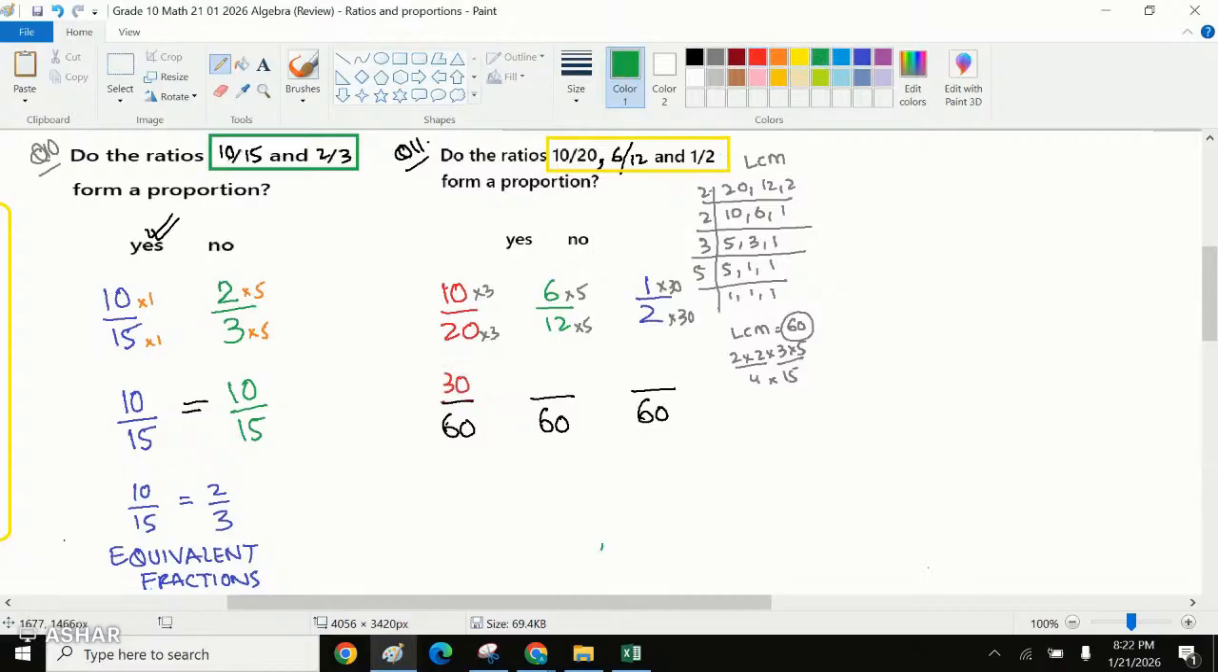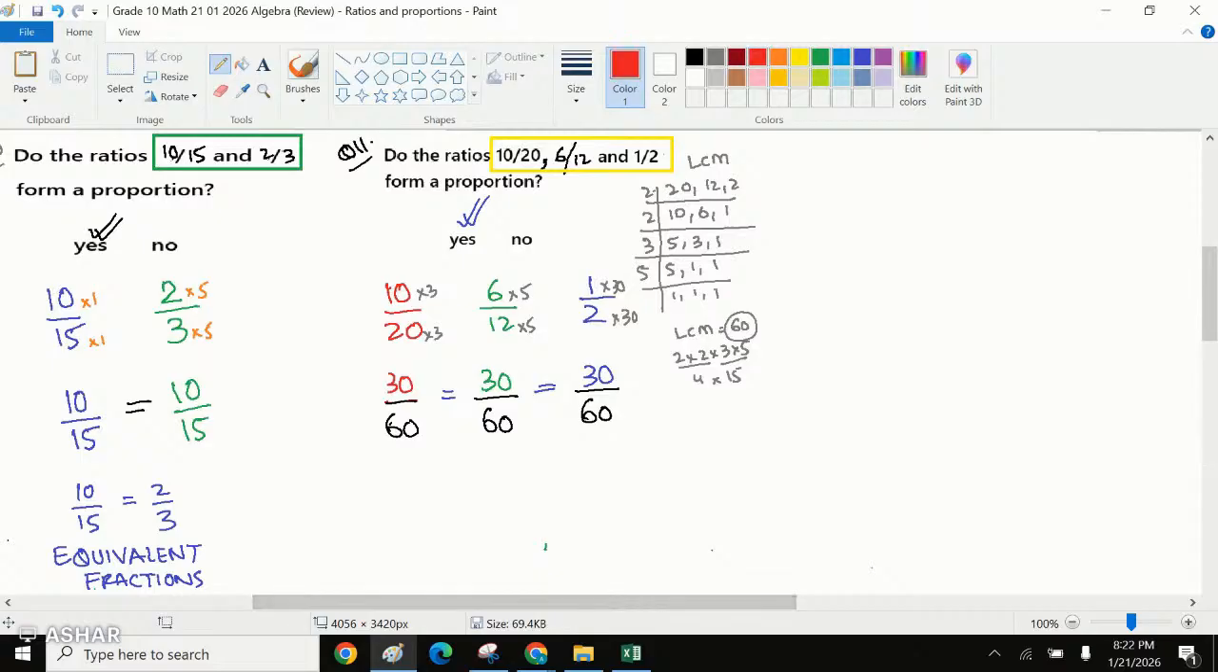6 times 5 is 30. 1 times 30 is 30, right? So we can see they all are equal. Yes, they have a proportion, right? This was the longer method which I showed you, right? So we can simply say 10 upon 20 is equal to 6 upon 12 is equal to 1 upon 2, right? They are equivalent fractions.